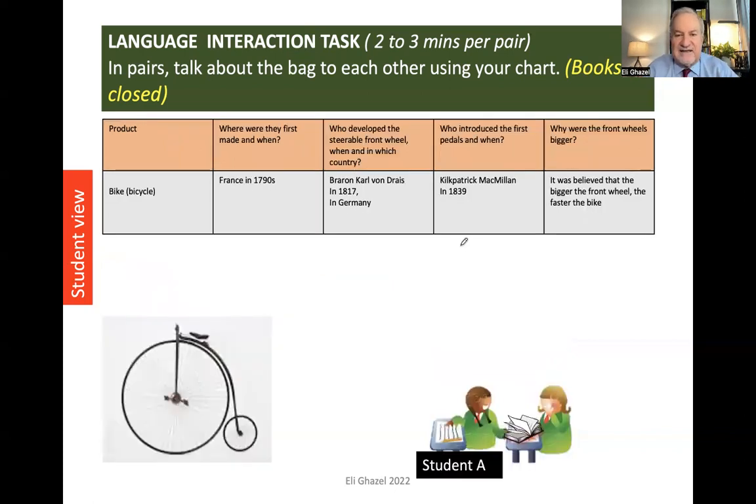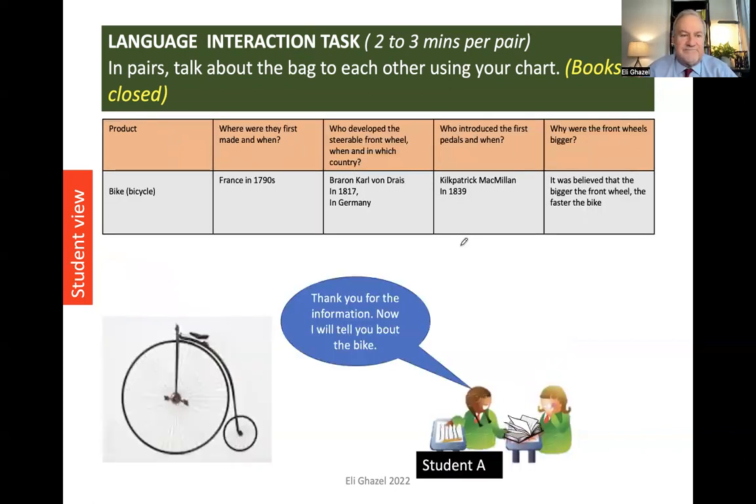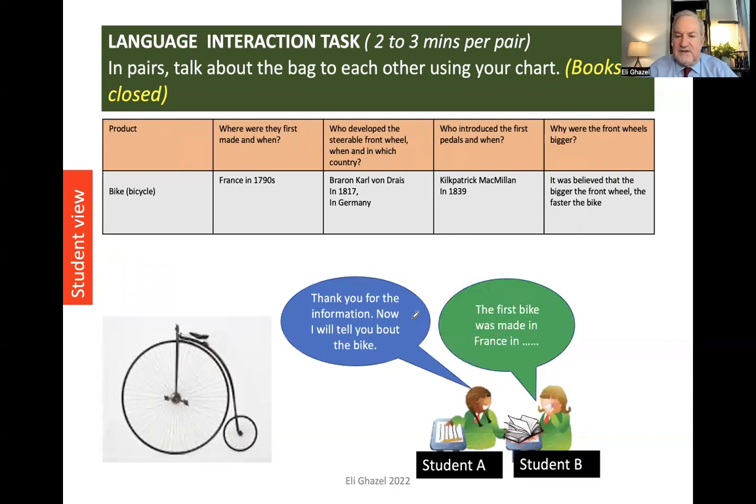And finally, the last one, the same thing. Student A, B started, the first bike was made in France in 1790s. So you're giving students the opportunity to say these numbers the way that you made them find it and circle it, then listen to you and write it like in a dictation, and now they are speaking it.